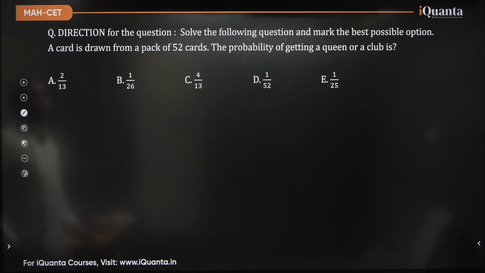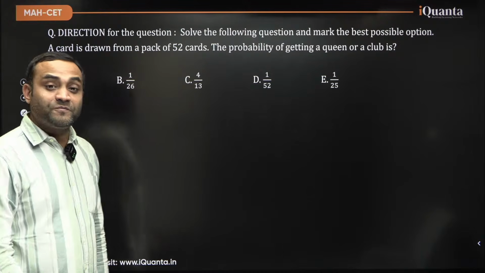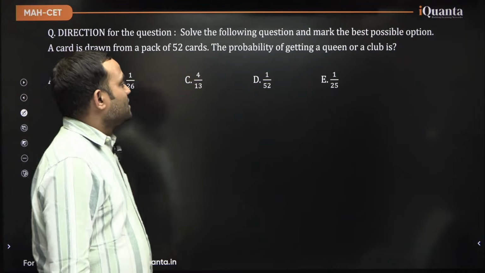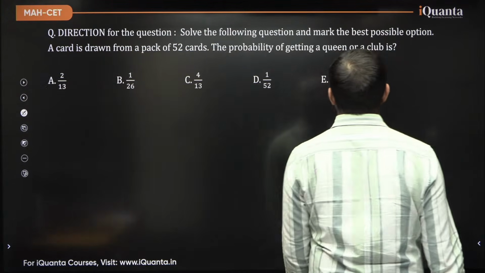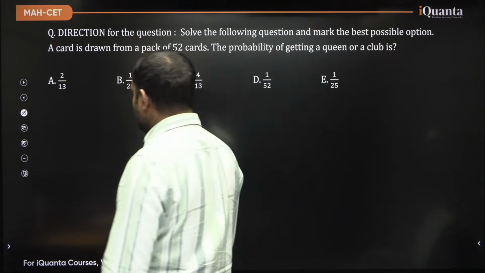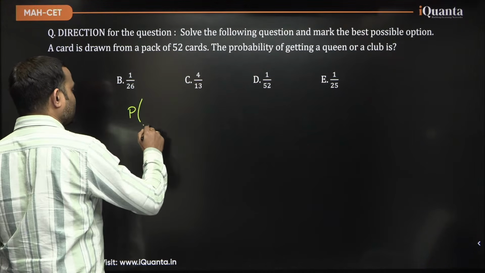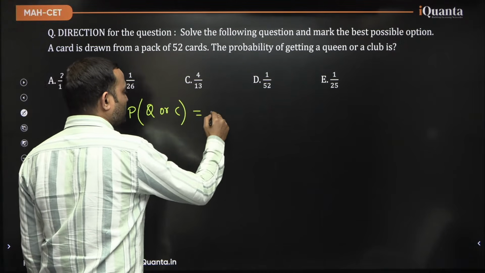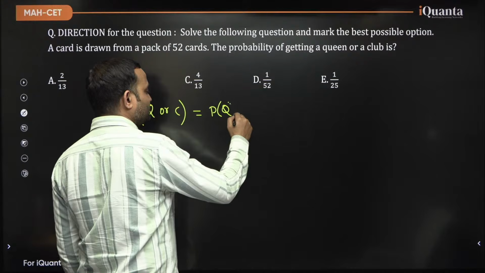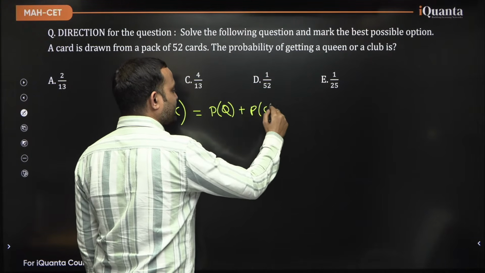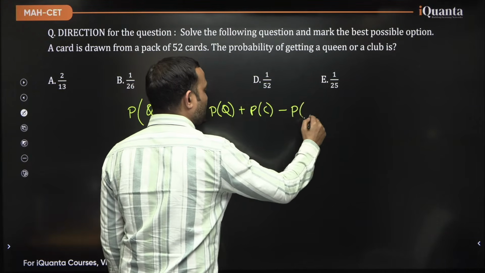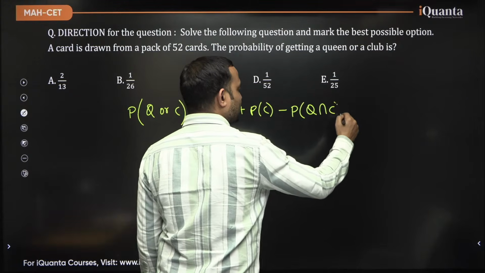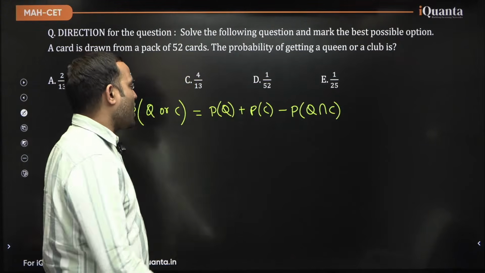So this question says a card is drawn from a pack of 52 cards. The probability of getting a queen or a club. So that will be equal to probability of getting queen plus probability of getting club minus probability of getting queen and club. Right. So how many queens are there?